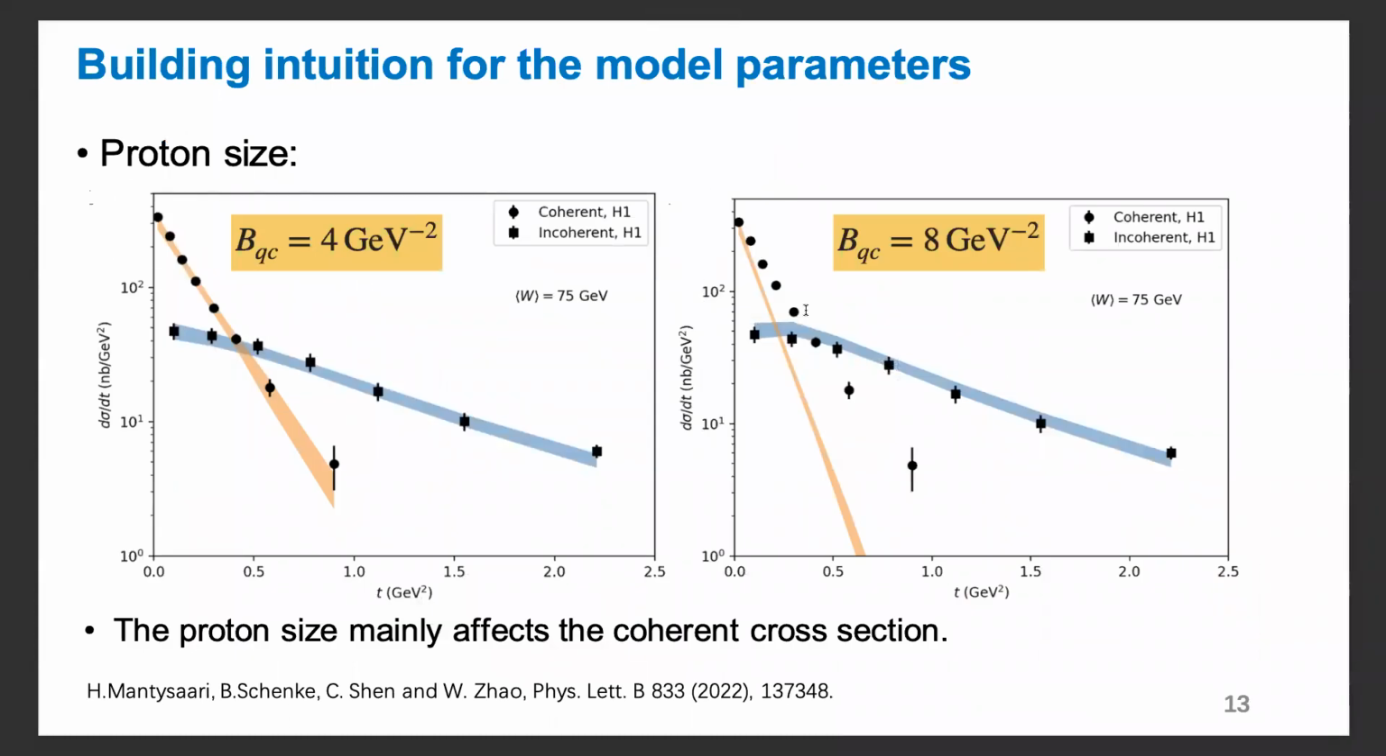First, I would like to give you some intuitions of the model parameters and their effect on the higher data. For example, the first one is the proton size. Going from left to right, the proton size increases. With the increase in proton size, the coherent cross-section dips faster, since the location of the first dip is inversely proportional to the proton size squared, so the larger the proton size, the faster the cross-section will dip.